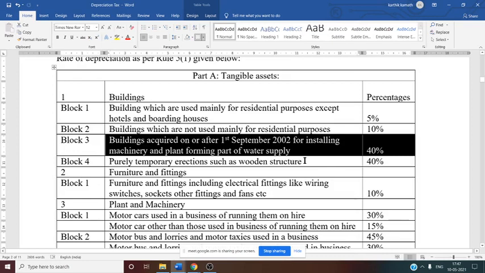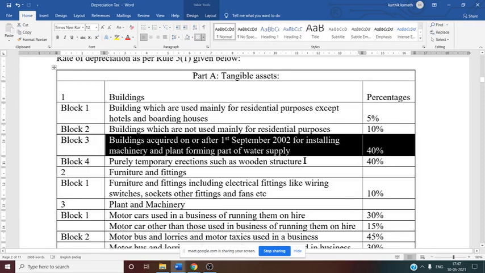Next thing, after discussing the building, next thing comes one more fixed asset, furniture and fitting. First is building, second one is furniture and fitting. Again, under furniture and fitting, block 1 is there. So furniture and fitting means it includes various things like electrical fittings, any wiring made, any switches, any sockets and other fittings and fans. In that case, 10% of furniture is provided. So 10% of depreciation you have to take on that particular furniture. Again, in the furniture only this 10% value. So very simple to remember. Building 5% and 10% and furniture 10%.